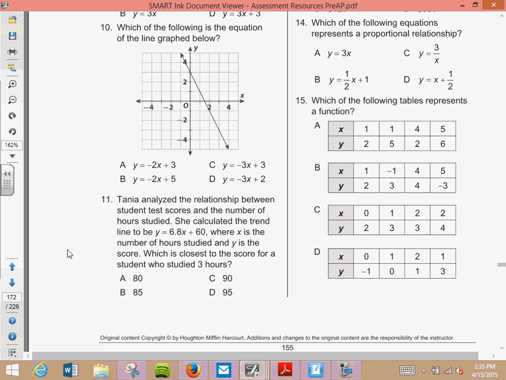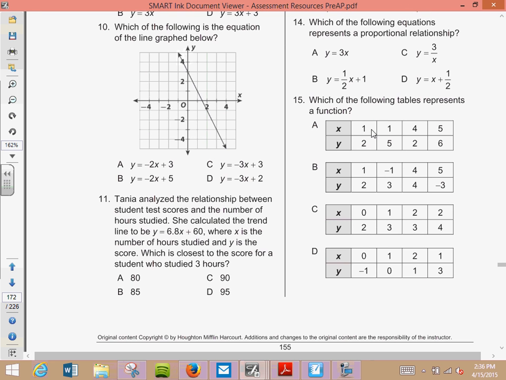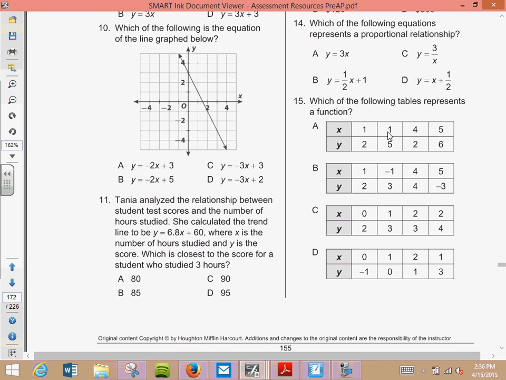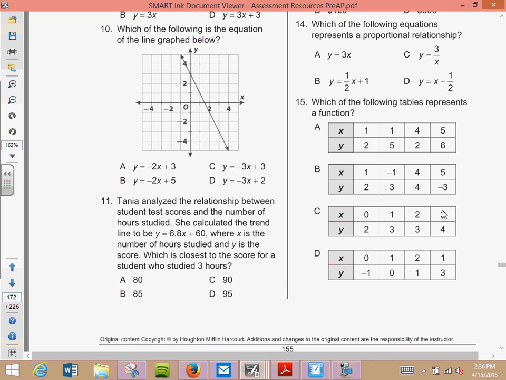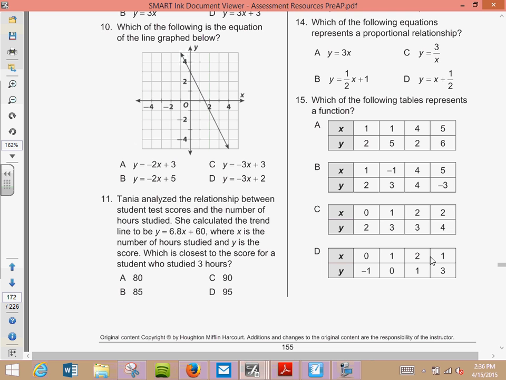All right. Which of the following tables represents a function? How do I know what things are a function? So when X doesn't repeat, right? On this one, number one, letter A, 1 repeats. On B, the 2 repeats. And on D, the 1 repeats again. So on C, it doesn't repeat, right? I'm sorry, B, nothing repeats. It's negative 1, 1, 4, and 5.